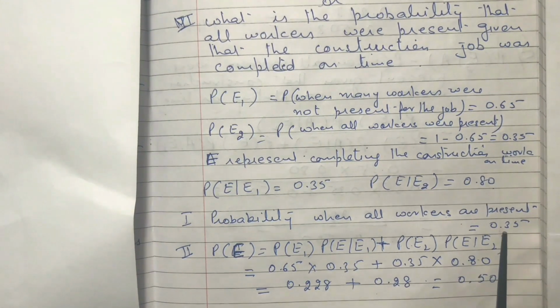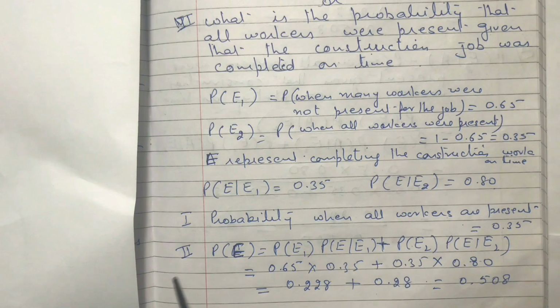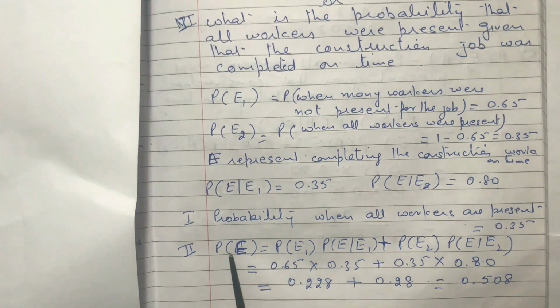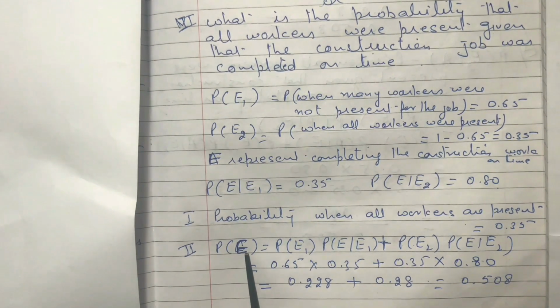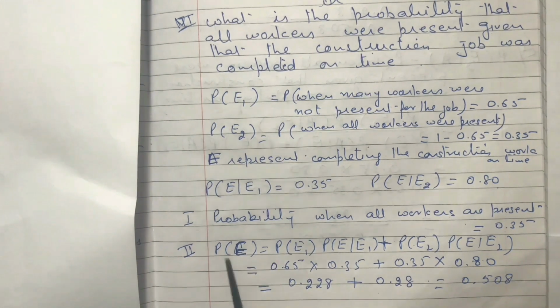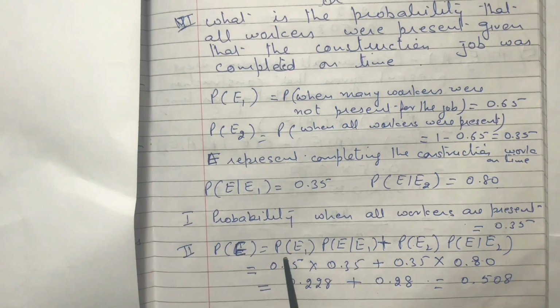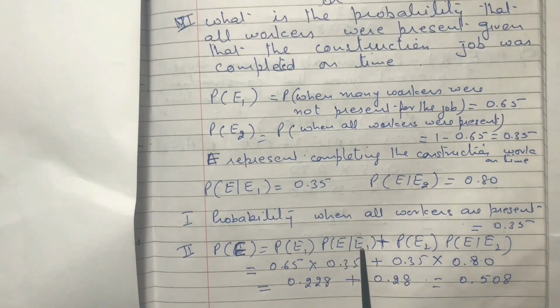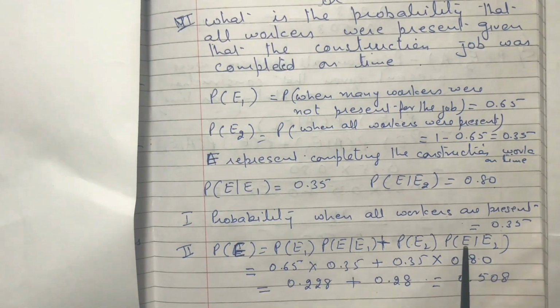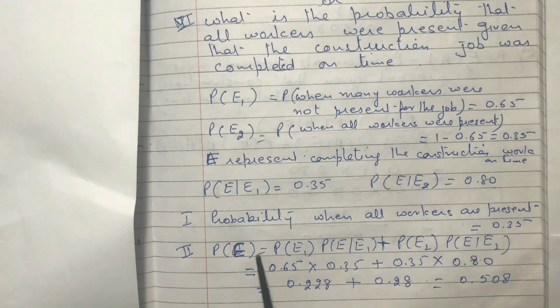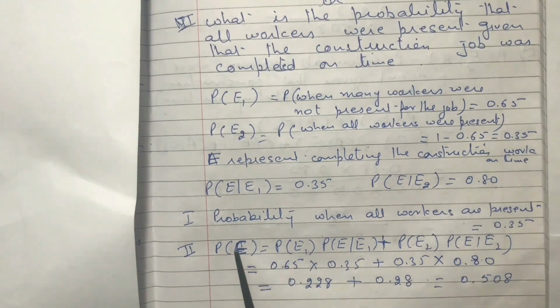That is equal to 0.35. Now second question is, you have to find the probability of E. It means you have to find the probability that construction will be completed on time. So you have to find the probability of E. That is equal to probability of E1, probability of E given E1 plus probability of E2, probability of E given E2. So this is the answer for this question.